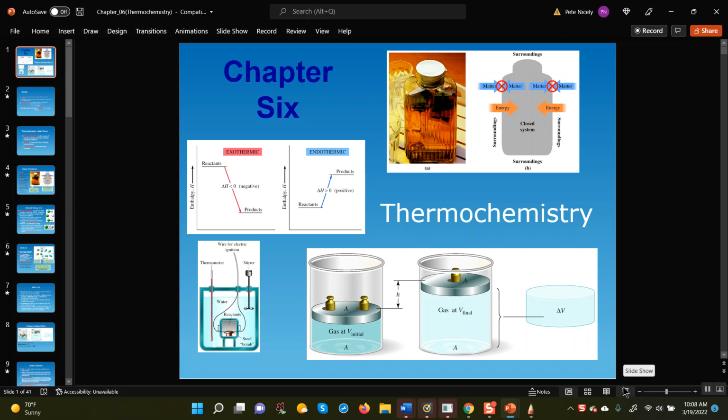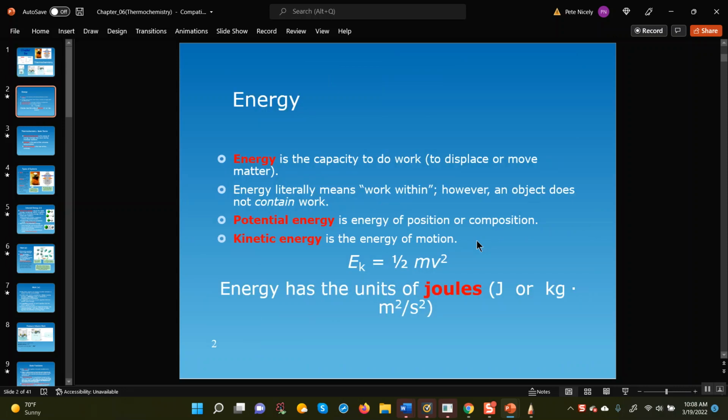Okay, so let's talk about thermochemistry. That's a topic that we'll be dealing with in chapter 6. So, what's thermochemistry? Well, thermochemistry is that area of chemistry which deals with energy changes in chemical reactions, right?